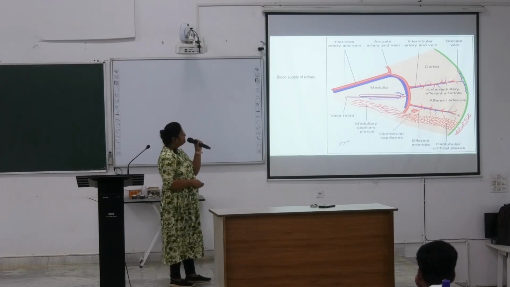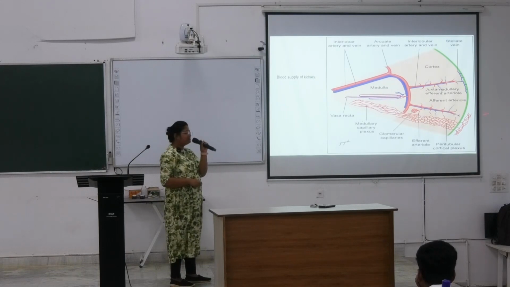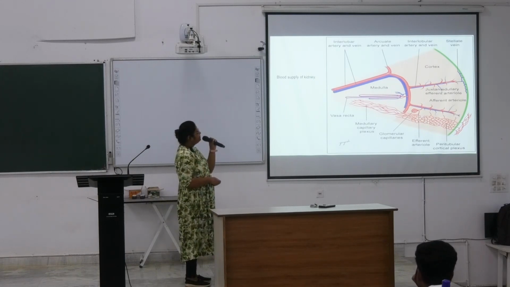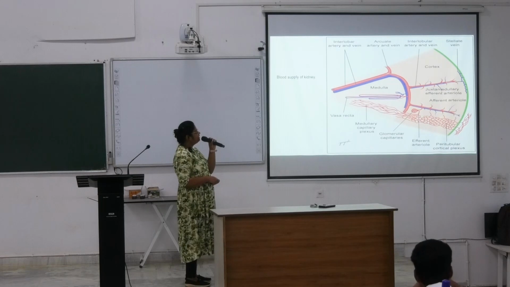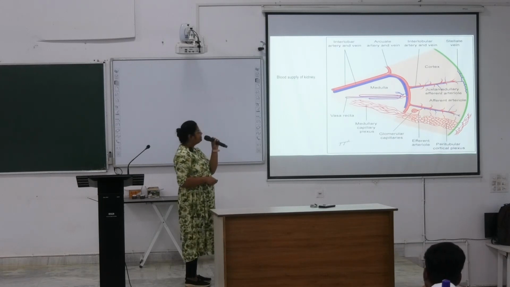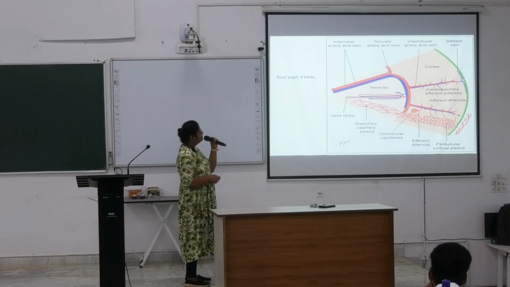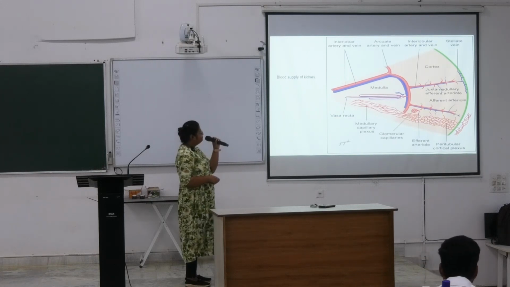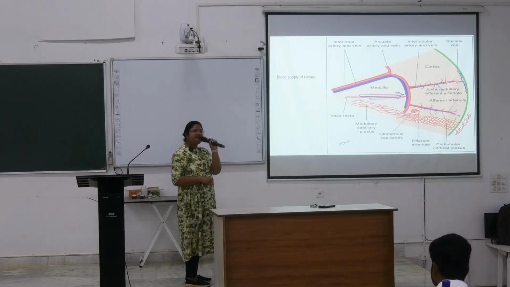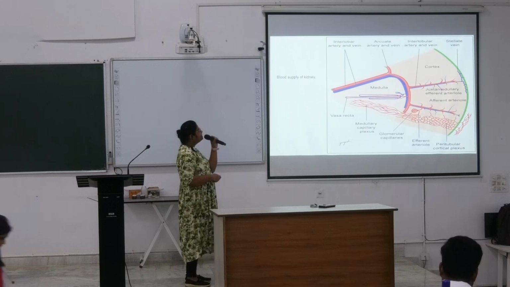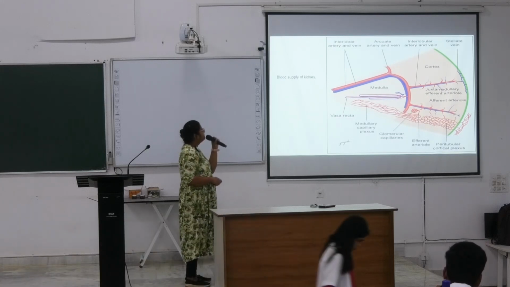Cortical nephrons, juxtamedullary nephrons. For cortical nephrons, these efferent arterioles are mainly forming the peritubular capillaries. And for the juxtamedullary nephrons, it is forming the vasa recta. So these are the vasa recta, roots of vasa recta, that help in the counter-current exchange mechanism along with the loop of Henle.